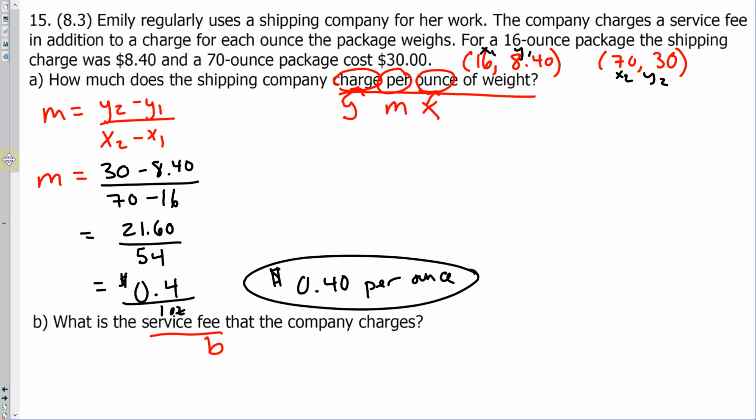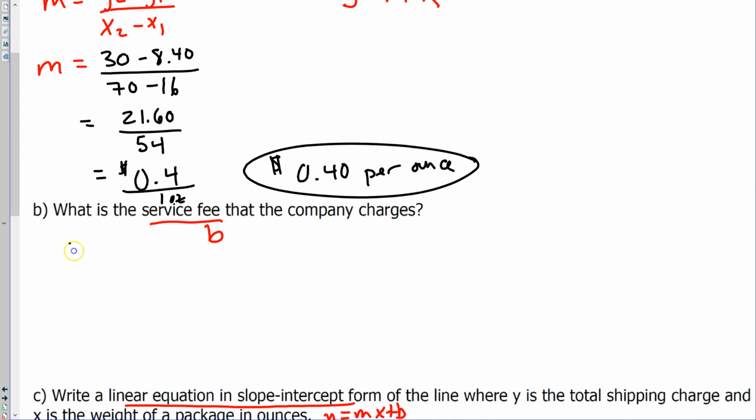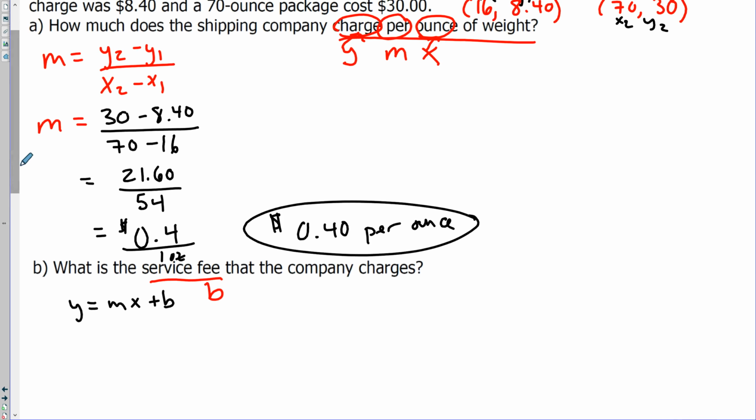Part B, we want our service charge. That's the b, or service fee rather. That's our y-intercept. So I can use my slope-intercept form, y = mx + b, and plug in one of our points to help reveal the b. It doesn't matter which one we pick. So I'm going to just pick 16 and 8.40. My y value was 8.40. My slope was that 0.4, or 40 cents. And the x was the weight of 16 ounces. The only part of this equation I don't know is the b, and that's what we're going to go ahead and solve for here in a second.